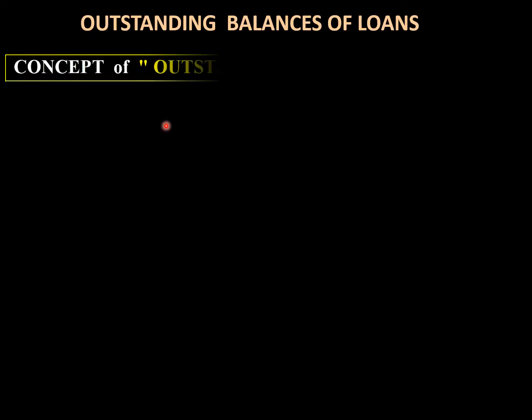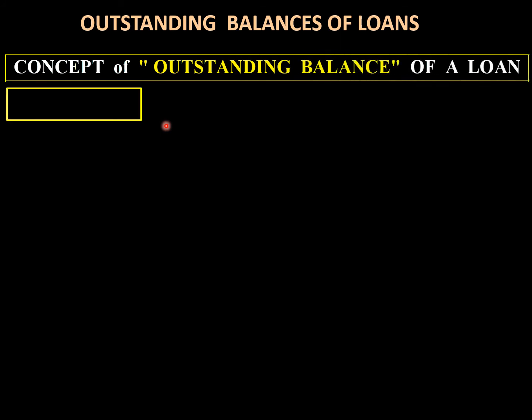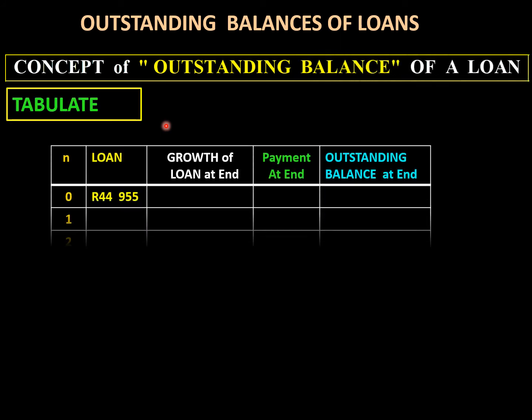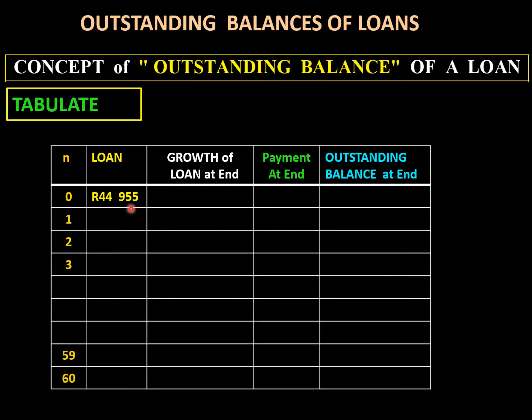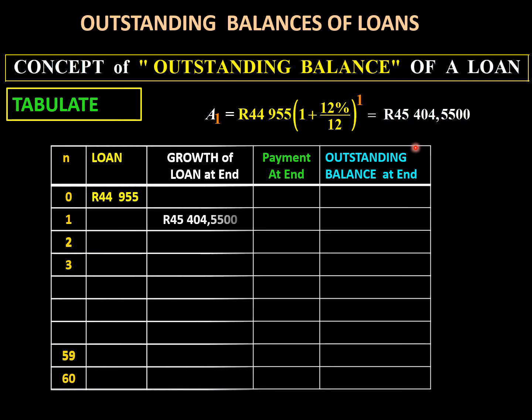So we're going to look at this and show you how we can go about calculating an outstanding balance. To do this, let's take Angie's situation and tabulate it, go through it step by step. So she's taking a loan of 44,955 Rand, and she's going to pay it at the end of each month. So the loan she takes at the beginning, for 1 month, that loan accumulates interest. So that 44,955 after 1 month has grown, and it becomes 45,404 and 55 cents. So that is the growth there.